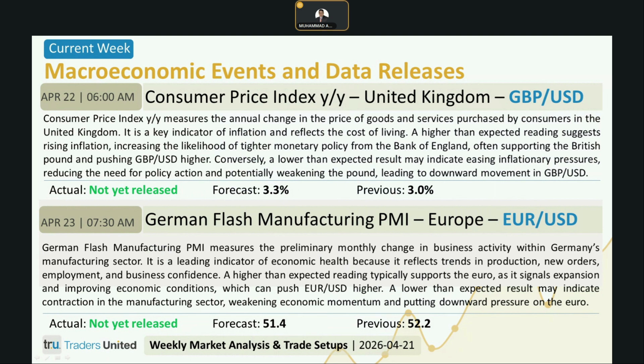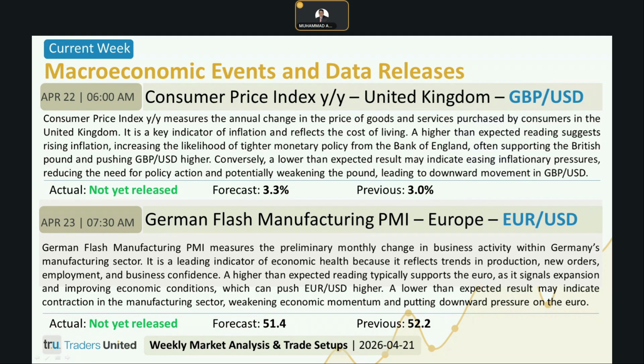Market participants will also track US dollar strength and overall risk sentiment. Now, why could EURUSD move? There are key drivers for price action, including actual PMI versus forecast and previous reading, signals about manufacturing strength in Germany, implications for the European economic outlook, short-term euro momentum and positioning, US dollar direction and market sentiment. Even small surprises can lead to volatility.